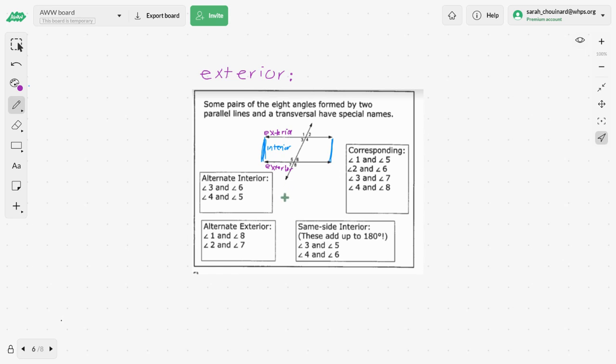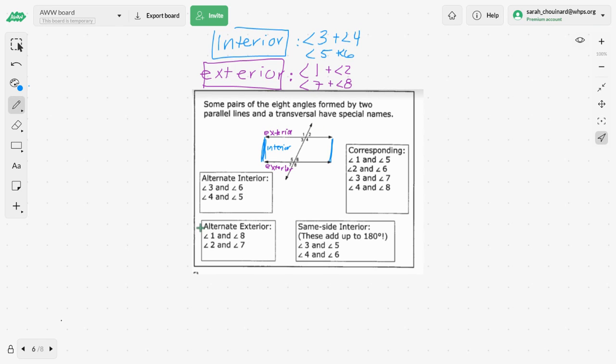The angles outside the box are 1 and 2, so angles 1 and 2, angle 7 and angle 8. Those are exterior angles because they lie outside of the box. We also have interior angles, angles inside of the box. So the interior angles are 3, 4, 5, and 6. So angles 3 and 4, angles 5 and 6.